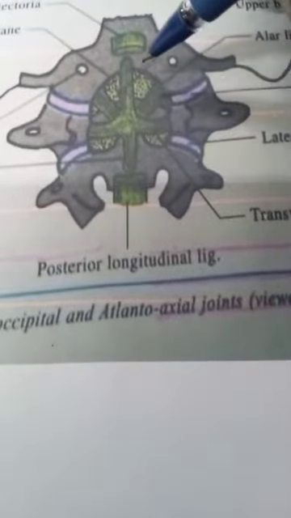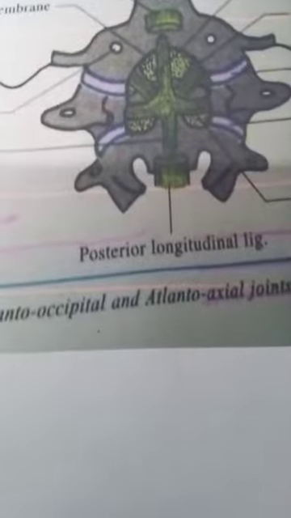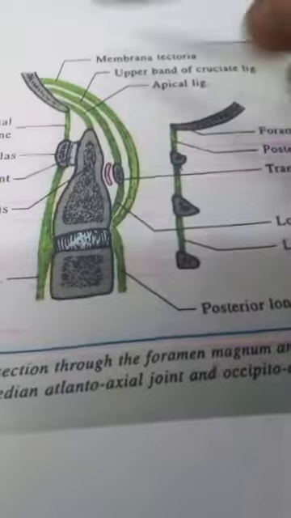So, cruciform ligament: transverse part, and this is the vertical part. You see, this is the upper band and this is the lower band of the vertical part of the cruciate ligament.